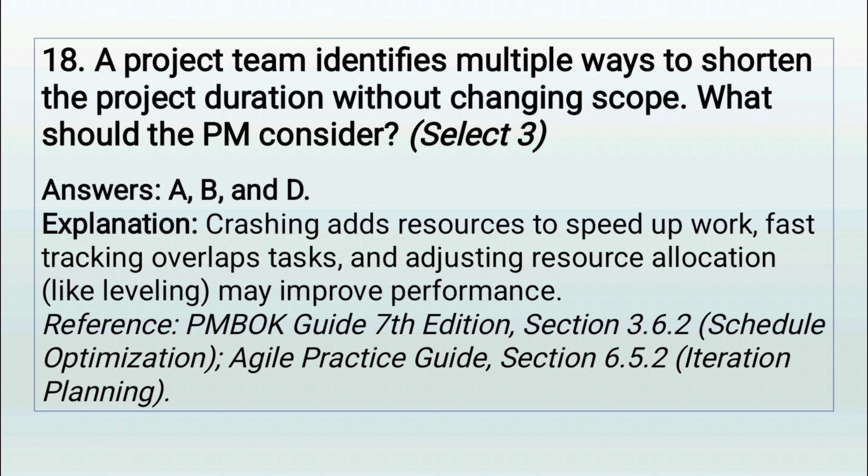Crashing means adding resources to speed up. Fast tracking means overlapping tasks. Adjusting resource allocation, like optimizing assignments, can also save time. These are part of schedule optimization, found in the Project Management Body of Knowledge, 7th edition, Section 3.6.2. In Agile, release planning and time boxing ensure delivery stays short and focused. See Agile Practice Guide, Section 6.5.2. Exam tip: crashing adds more cost, fast-tracking adds more risk. Pick what's appropriate based on project constraints.